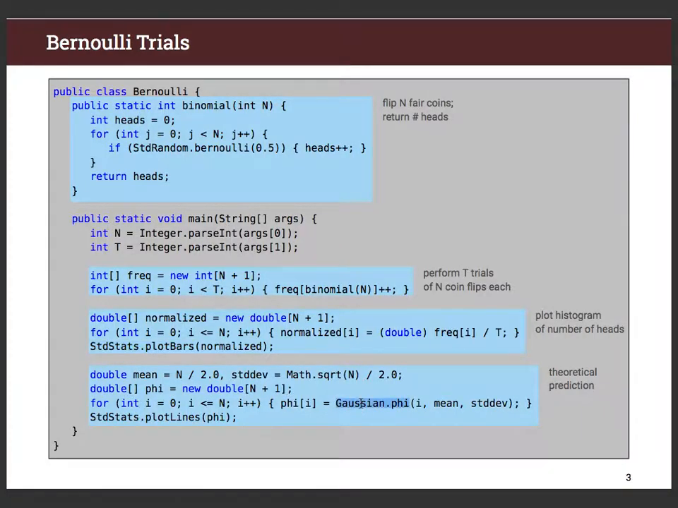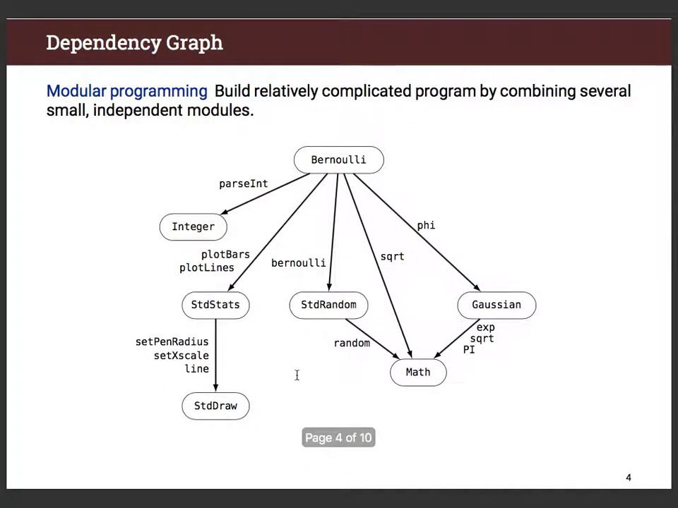It uses something called Gaussian. There's math.sqrt. So lots of libraries are being used. And in fact, the whole program structure is a little like this. Bernoulli is the main program. It's using integer, the parse routine. It's using this library, standard stats. It's one of the libraries that come with the book. Standard stats in turn uses standard draw to plot that histogram. And it's using standard random, which uses math.random, all that stuff.